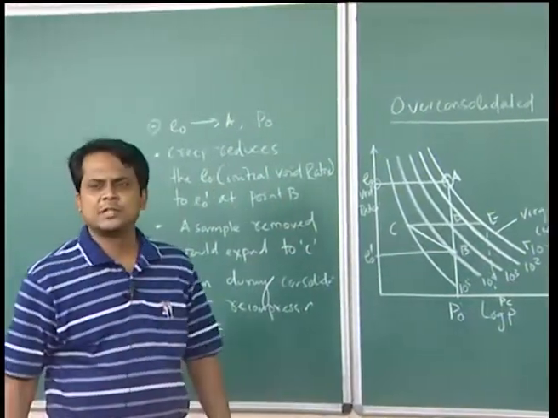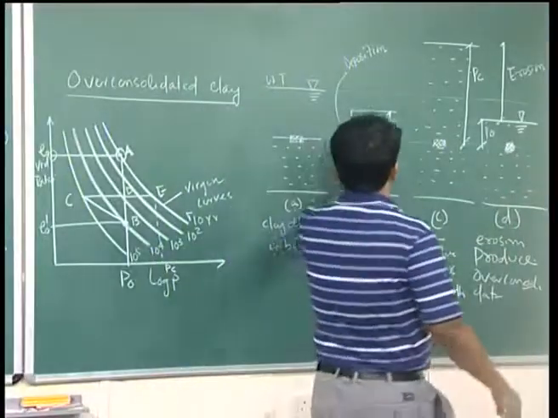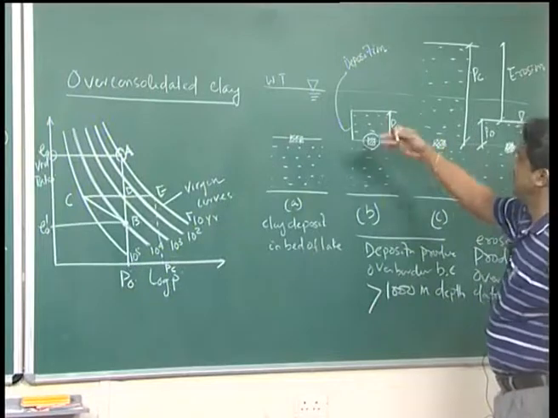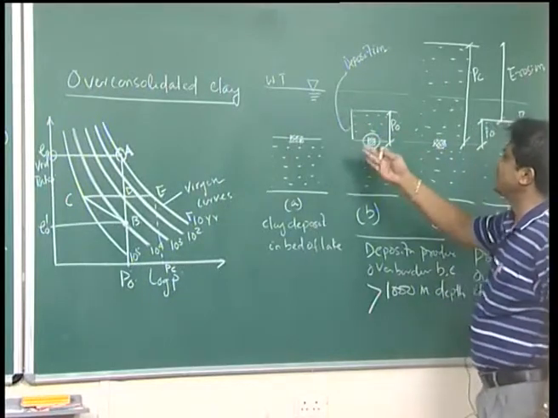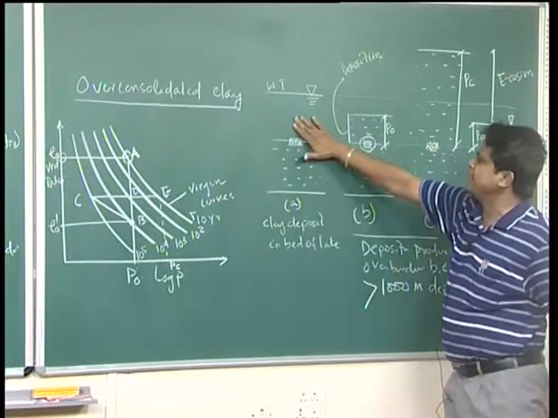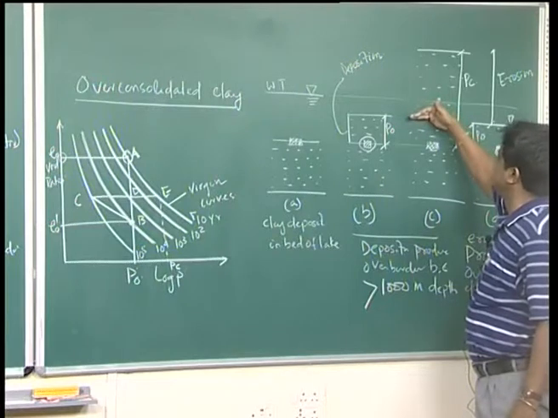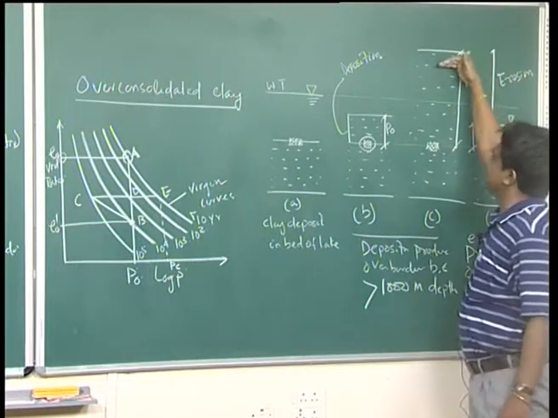How will it change from E0 to E0 prime? Over a period of time, depositions build up on the clay deposits. Suppose this is the initial layer; another 100 years of deposition occurs, and then another 100 years of deposition.